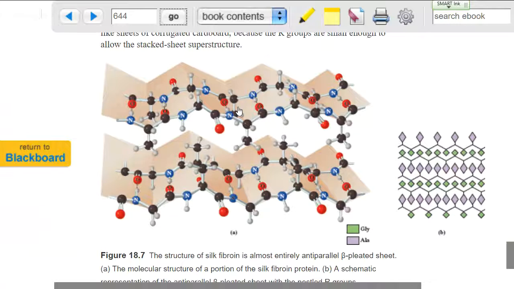Is there a more common one, or which one's stronger? They're both components of most proteins. So most proteins will have alpha helix pieces and beta sheet pieces in addition to other stuff, major structural components of those two things. I don't know if you can say one is necessarily stronger than the other.